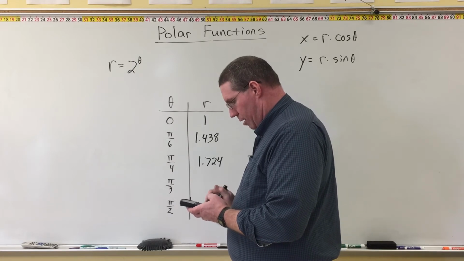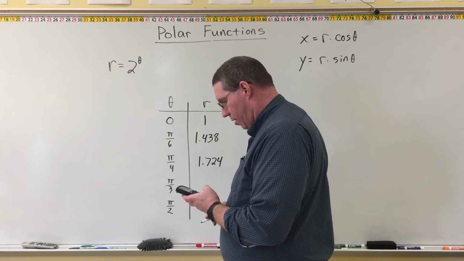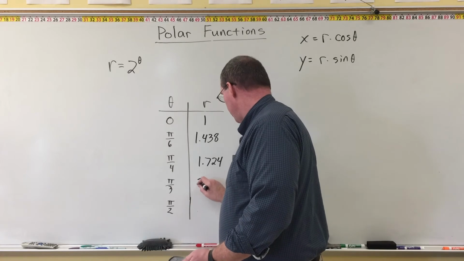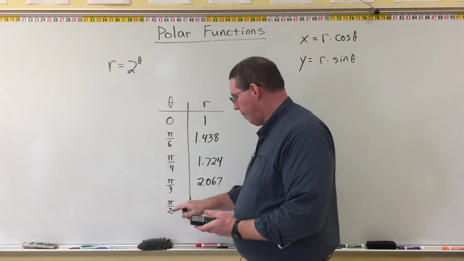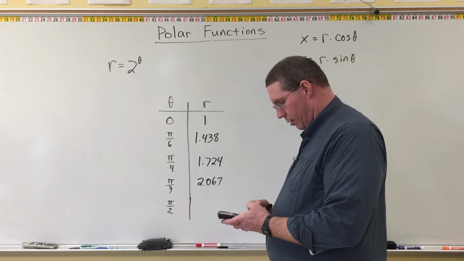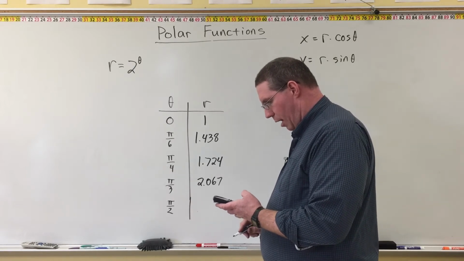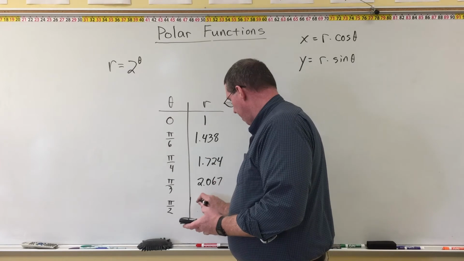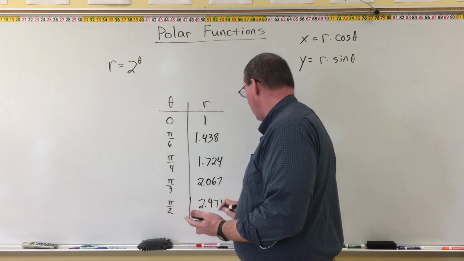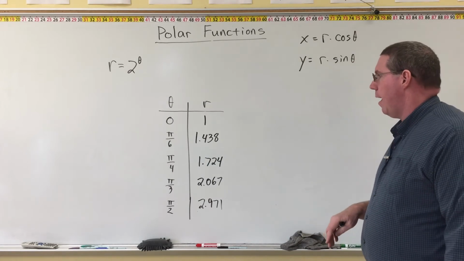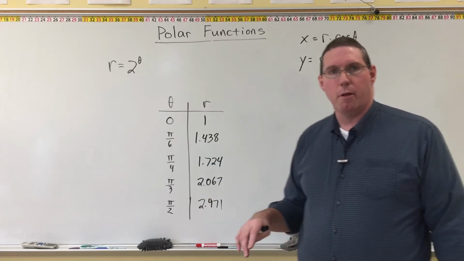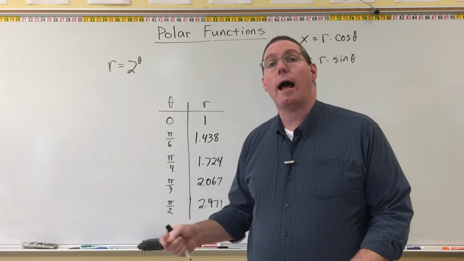Pi over 3 gives me 2.067. And now 2 to the power of pi over 2 is going to give me 2.971. Okay? All right, we're going to do just one more example, and with that particular example, we're then going to actually plot the points.